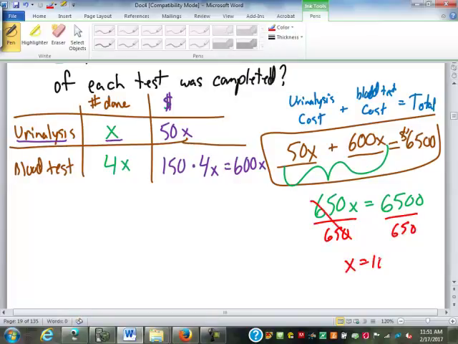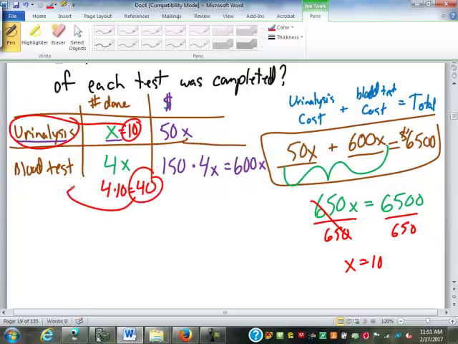So X equals 10. Again, we have to make sure we go back and answer our questions. If this is 10, that means there's 10 urinalysis done. If X is 10, 4X then becomes 4 times 10, or 40. There were 40 blood tests completed. Any questions? Okay.